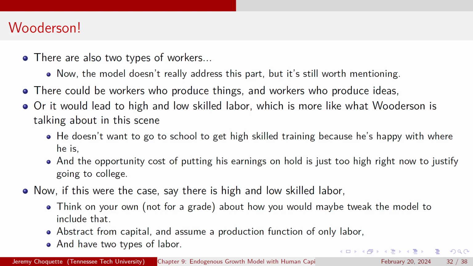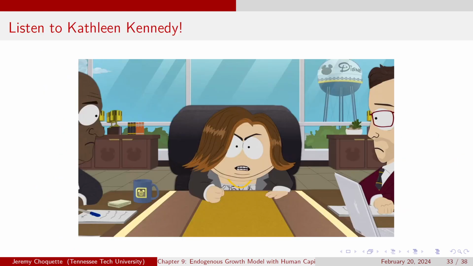And maybe think about abstracting from capital and just assume a production function of only labor or something like that, and then have two types of labor, say high-skilled and low-skilled labor. Now, when it comes to high-skilled and low-skilled labor, there's lots of people we can listen to and hear them talk about it. And a lot of people we don't want to hear talk about it, but there's no one that we should listen to more than that of our very own Kathleen Kennedy.